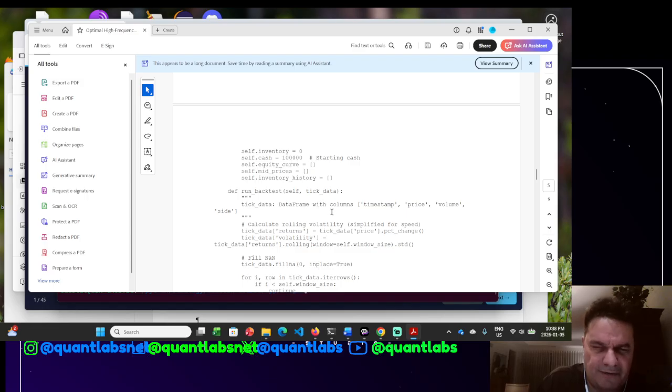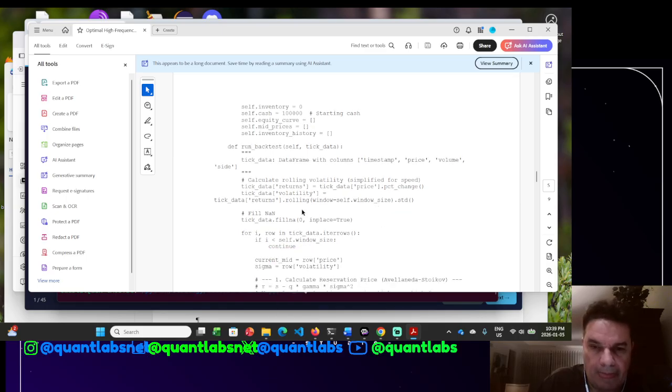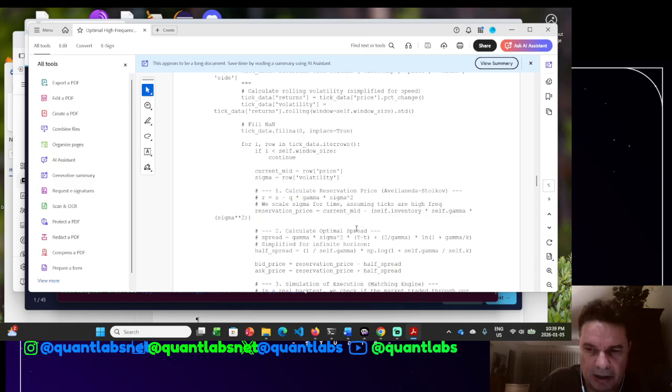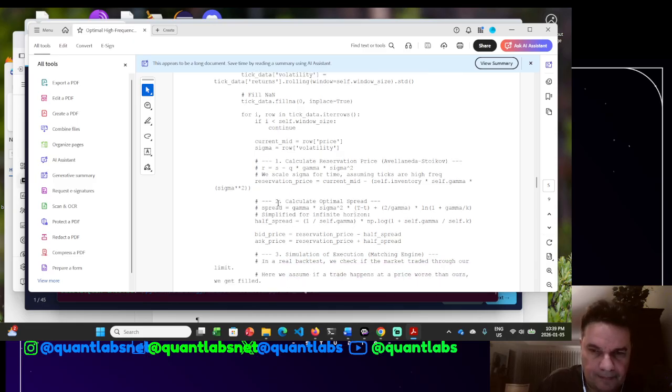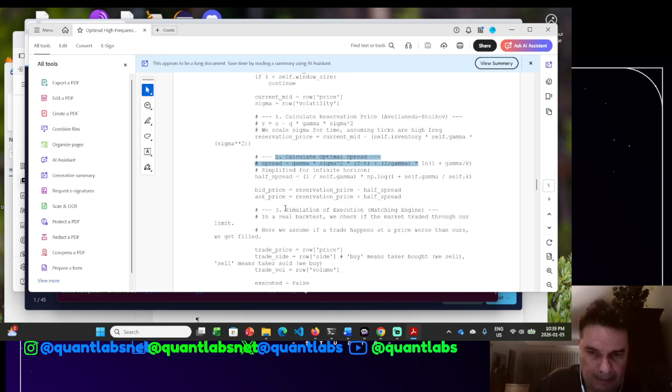It uses tick data, a data frame with columns timestamp, price, volume. That's all here. Go through the loop. We calculate the reservation price using that AS. Scale the sigma for time, assuming ticks are high frequency. We calculate the optimal spread, where we have a simplified version for infinite horizon. Third, we have a simulation of execution, which is really the matching engine.